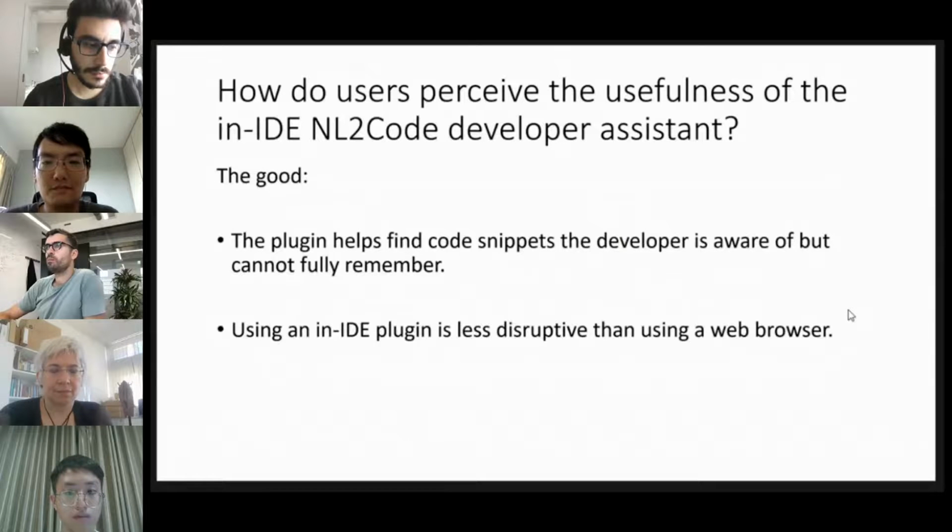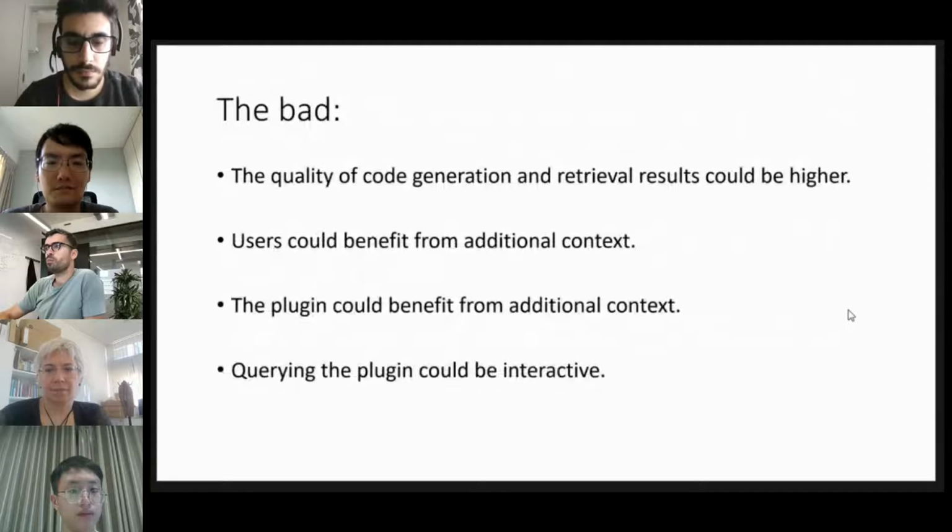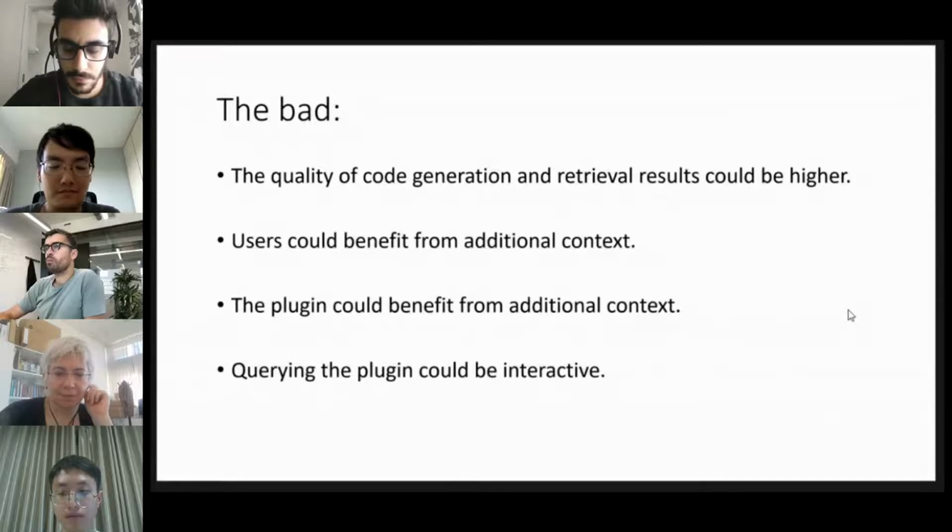They are twofold. The good thing is that they feel that the plugin helps find code snippets the developer is aware of but cannot fully remember. And the second is, using an IDE plugin is less disruptive than using a web browser. However, there are many aspects that can be improved. For example, the quality of code generation and retrieval results could be a little bit higher, and the users could benefit from additional context. The plugin could benefit from additional context as well, and querying the plugin could be interactive.